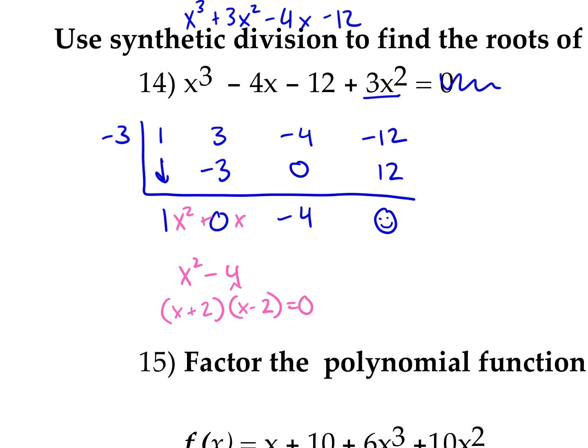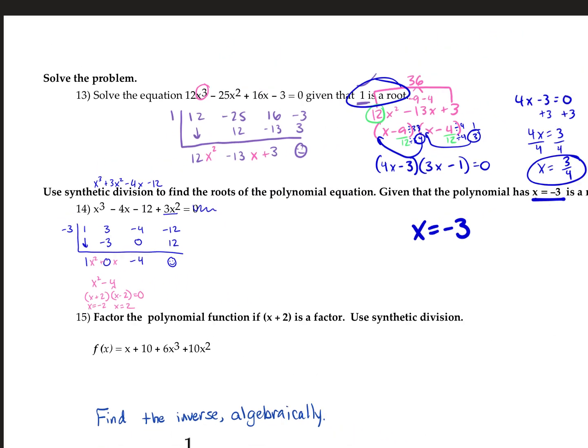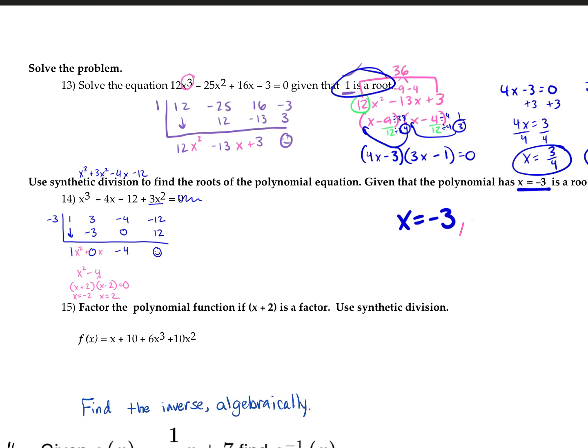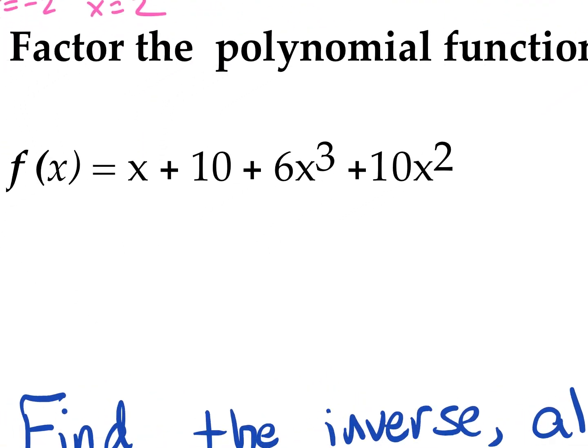So we set them both equal to 0. We get x is equal to -2 and x is equal to +2. So in addition to -3, we have -2 and +2. So those are our 3 roots, or our 3 solutions. All right, number 15. We're doing the same thing. So we want to factor the polynomial if x plus 2 is a factor and use synthetic division.